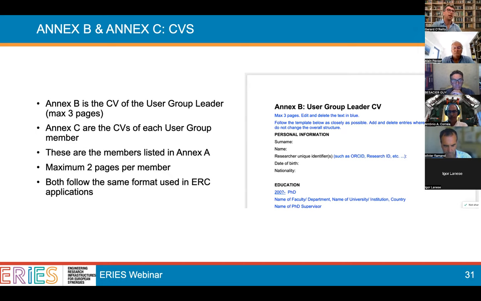We've provided again a template to follow here. The general structure is the one that has been used for ERC applications, for example. So maybe some people have this kind of format, or the Europass general format that has been used in many different kinds of projects as well. We try to accommodate this just to avoid people copying and pasting the same information into slightly different structures. So we're hoping to make that a bit more streamlined.